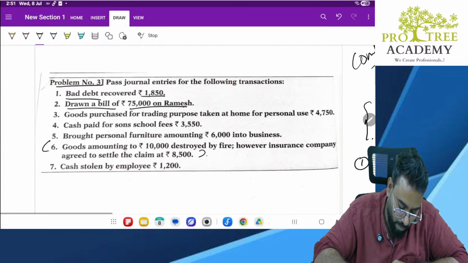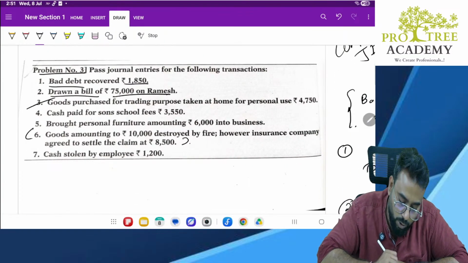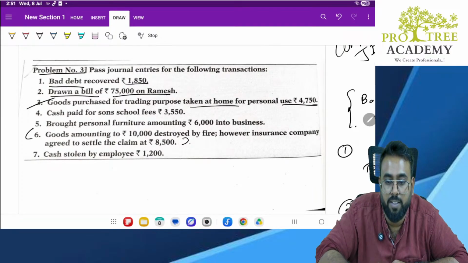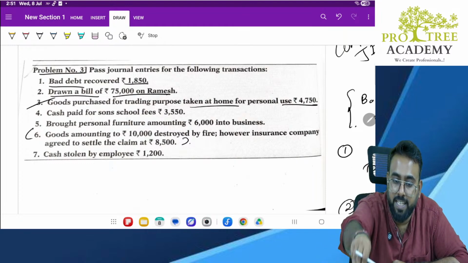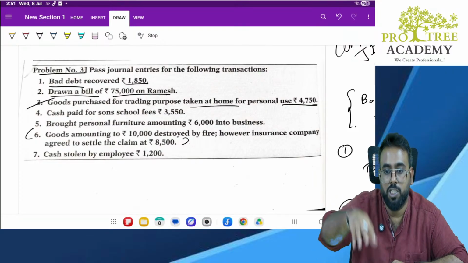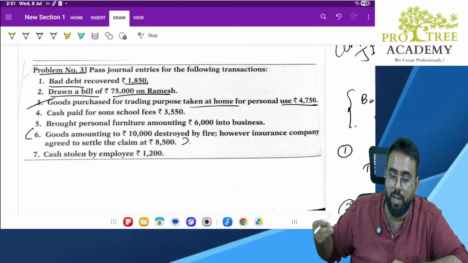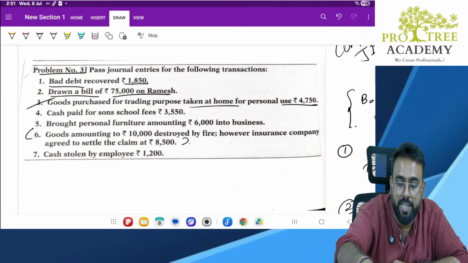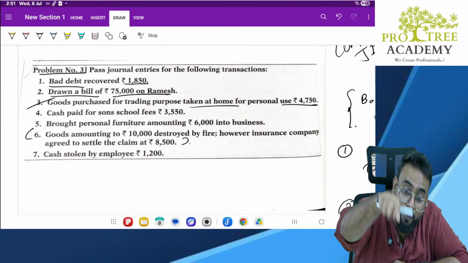Next. Goods purchased for trading person taken home for personal use 4,750. Now simple. When I put the money, it is called as capital contribution. When I take out the money, it is called as drawings. Correct or no? Distribution of the capital. Correct. Now, instead of putting the money, I put in my car. It is again capital contribution in the form of car.